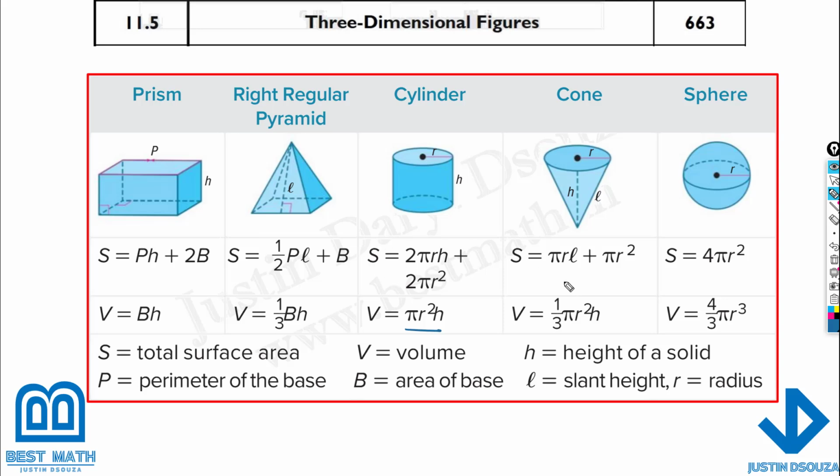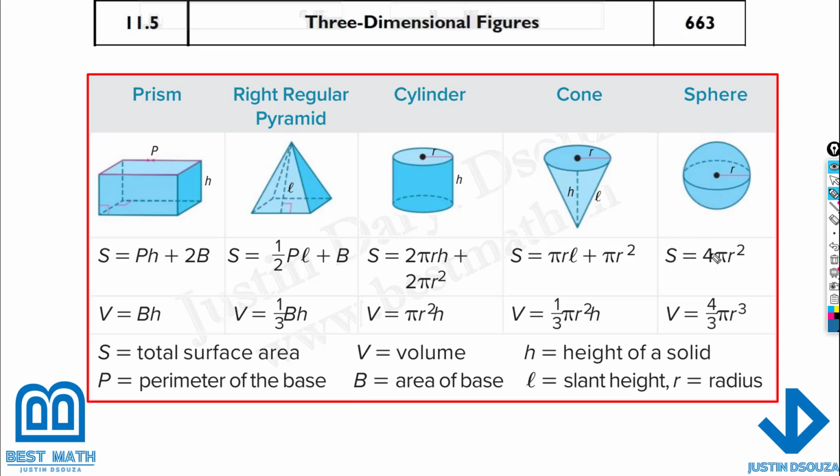And 2 pi r h plus 2 pi r squared is the surface area. Here you just divide this by 2 and 2, you get pi r l. Now remember, here it's not the height, not the vertical height, it's the l value we deal with. And then pi r squared, 2 is gone. Same thing here, 1/3.